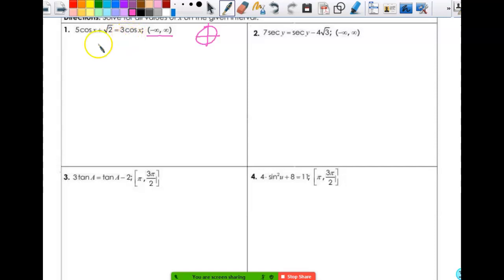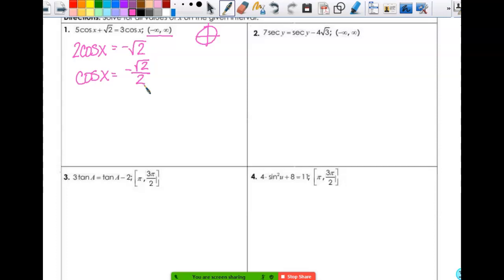So when I subtract 3 cosine x from both sides, I get 2 cosine x. That's going to equal, when I subtract the square root of 2, negative square root of 2. So then cosine x equals negative square root of 2 over 2. Everybody with me so far?